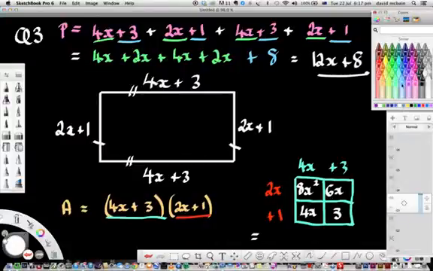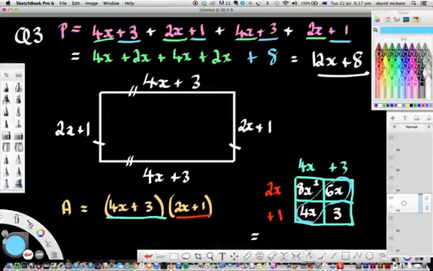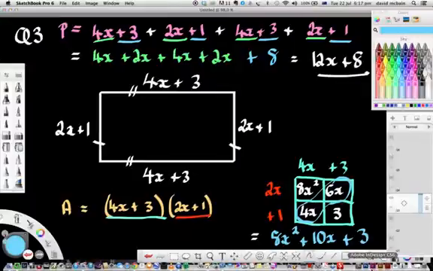Now remember, these two middle terms are like terms, and so we can combine those, and that's 10x altogether. So the final answer is going to be 8x squared plus 10x plus 3. So there's our expression for the area. Okay, so we've got an expression for the perimeter, which is there, an expression for the area, which is here.